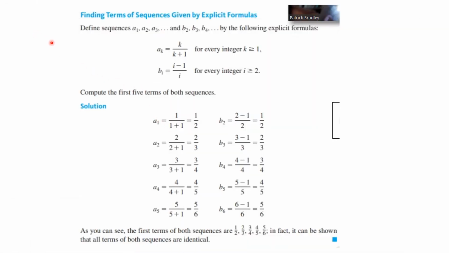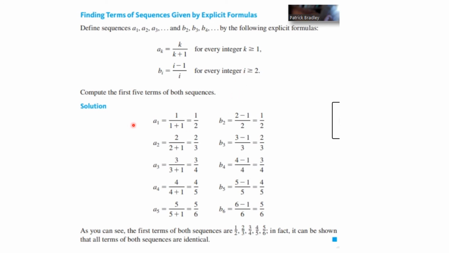Okay, let's practice these a little bit with problems. We have the sequences a sub n and b sub n, but we're defining these by an explicit formula. So a sub k is equal to k over k plus 1, and b sub i is equal to i minus 1 over i. You see the k and the i are indices, but they're dummy variables. Any letter could be used. This one is for every k bigger than or equal to 1. This is for every integer bigger than or equal to 2. Compute the first 5 terms of both sequences.